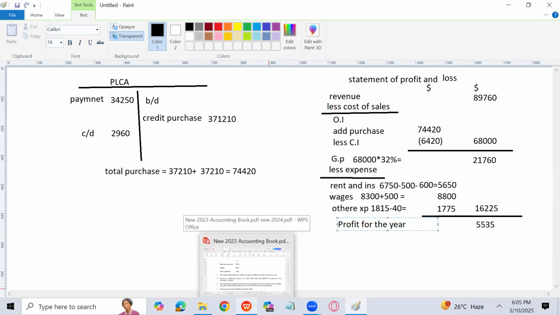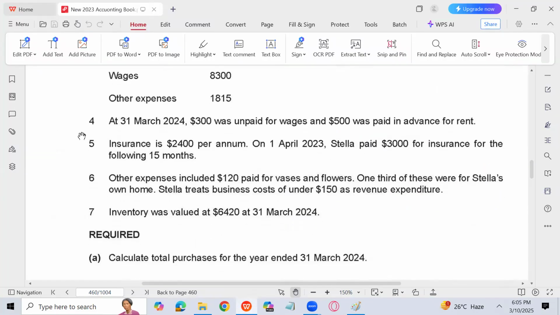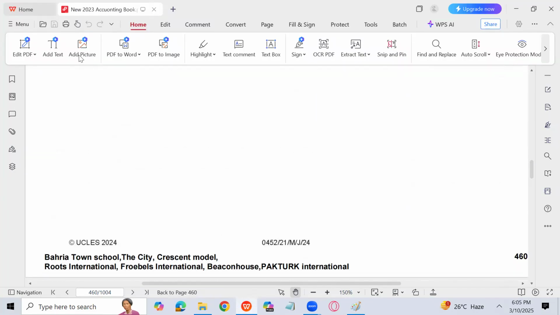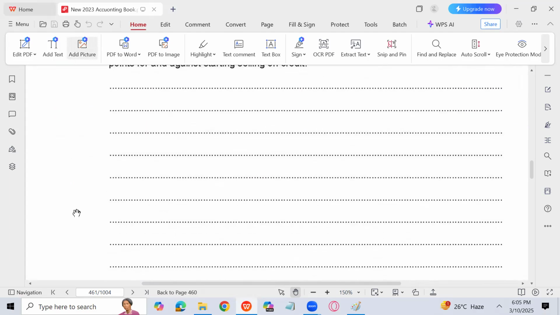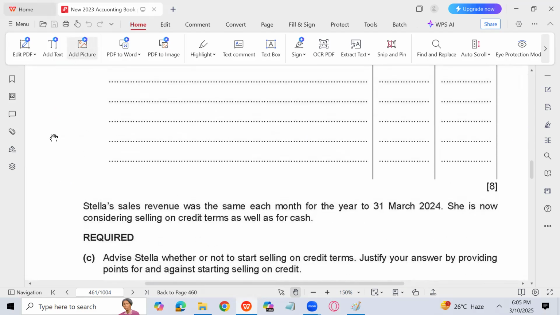So this is how we have prepared the statement of profit and loss or income statement, what you can say. So you will find this same question of markup and margin in your upcoming exams in May, June 2025 in O levels.